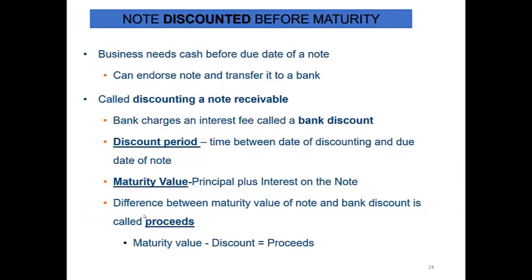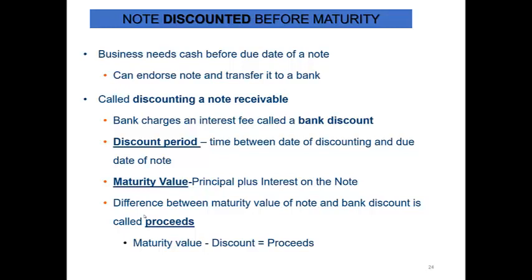Now we'll look at discounting a note's receivable. Sometimes a business needs its cash before the due date of the note. So for example, you might have a 90-day note for $5,000, but you would like to have your money earlier. You need it. So before we said that a note's receivable can be negotiated. So what we're going to do is endorse that note's receivable and transfer it to the bank. Now, of course, the bank is going to charge us for that. They don't do that out of the goodness of their heart. They charge an interest fee called a bank discount.